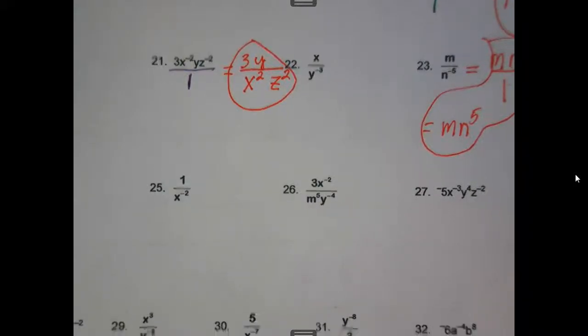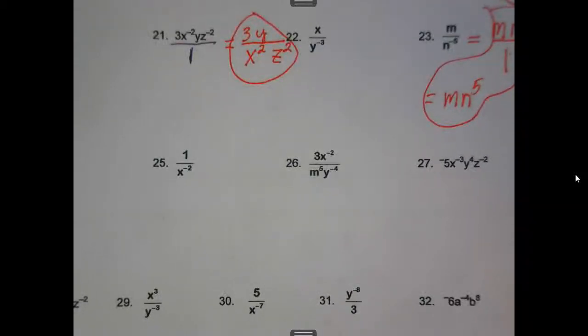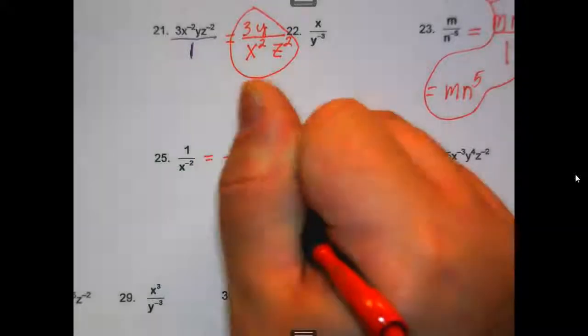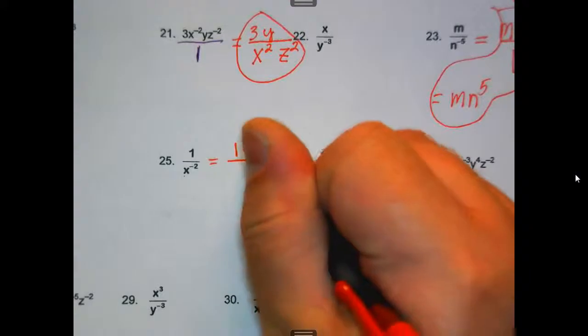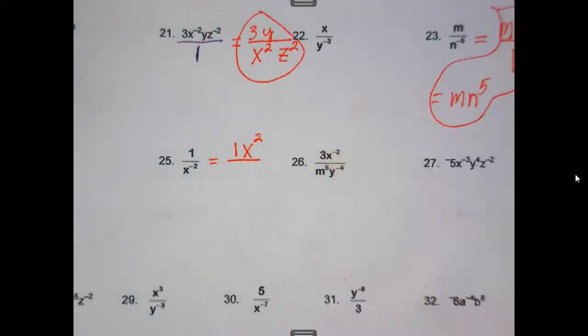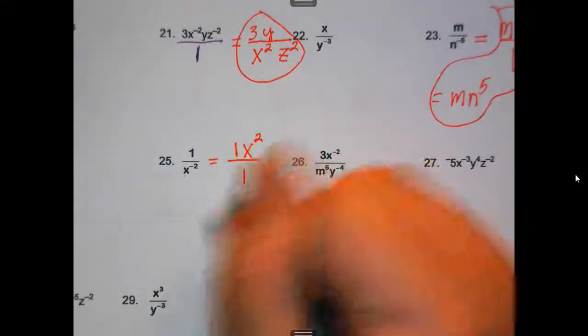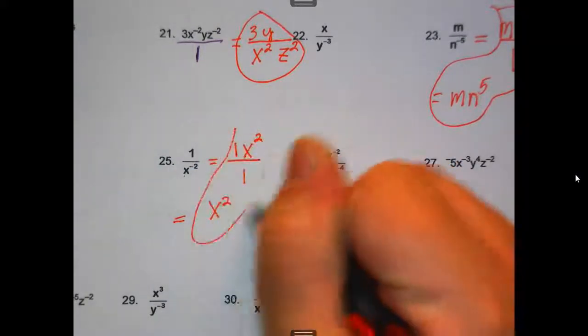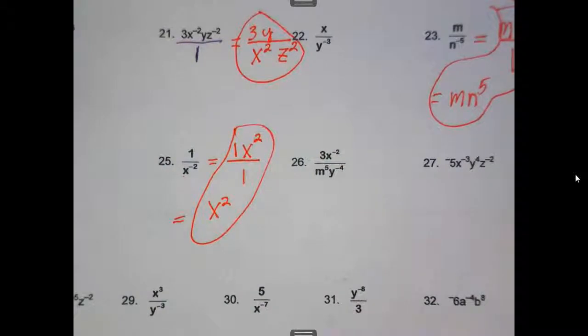Are you guys working ahead of me? Looks like you are. All right, 25. Same thing, right? I'm going to put that x up into the numerator, make it positive. I could put it over 1, or I could just leave it as x squared. Either way.